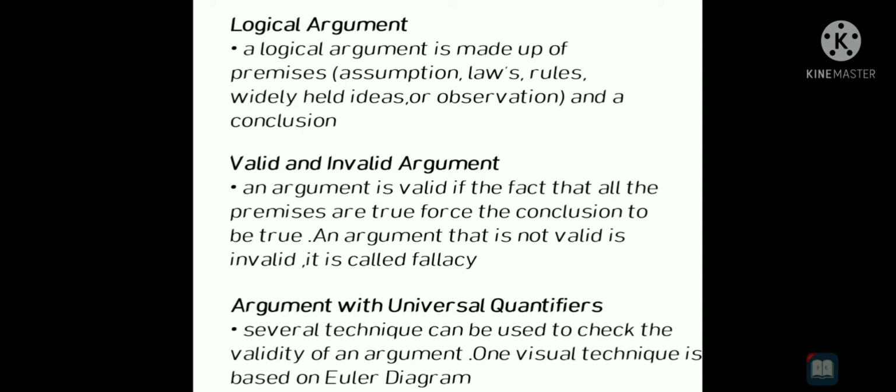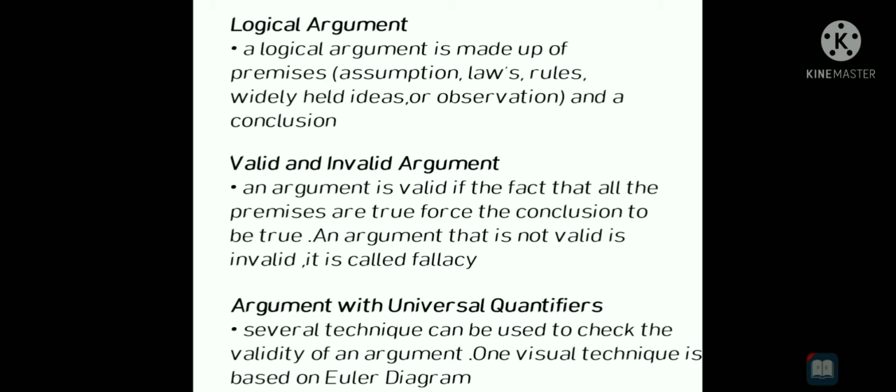Logical argument. A logical argument is made up of premises, assumptions, laws, rules, widely held ideas or observations, and a conclusion. Valid and invalid argument. An argument is valid if the fact that all the premises are true forces the conclusion to be true. An argument that is not valid is invalid. It is called a fallacy. Argument with universal quantifiers.